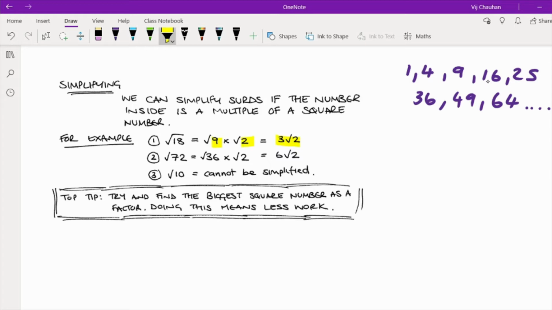So here we've got 36 times 2, which is 72. And obviously I know the answer to root 36, which is 6. So I'm left with the answer of 6 root 2.